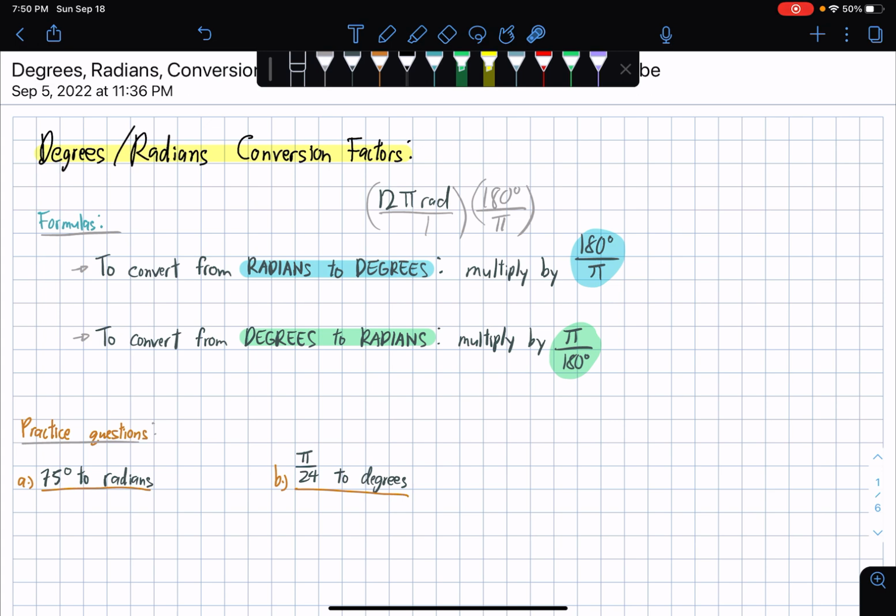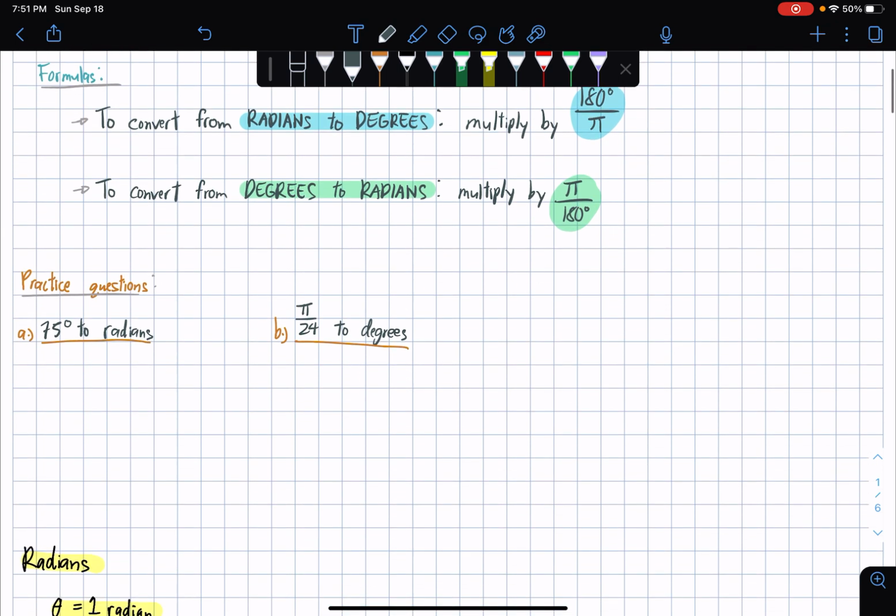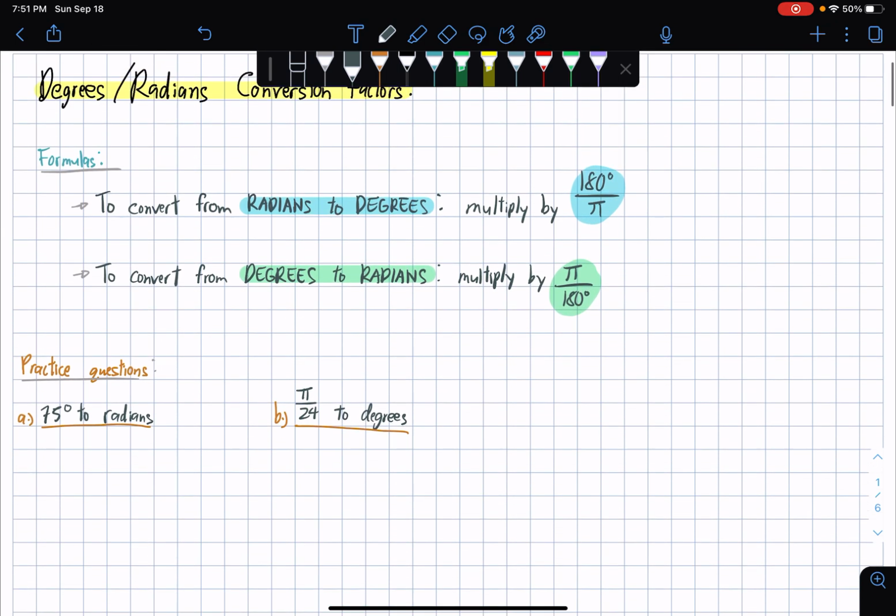But another way to memorize the formula for converting from radians to degrees, given you have this quantity, 12 pi radians, just remember that we have to eliminate pi. So in this case, we eliminate pi and magic happens. 12 radians times 180, or in other words, 12 times 180 degrees. So let's try letter A, practice question.